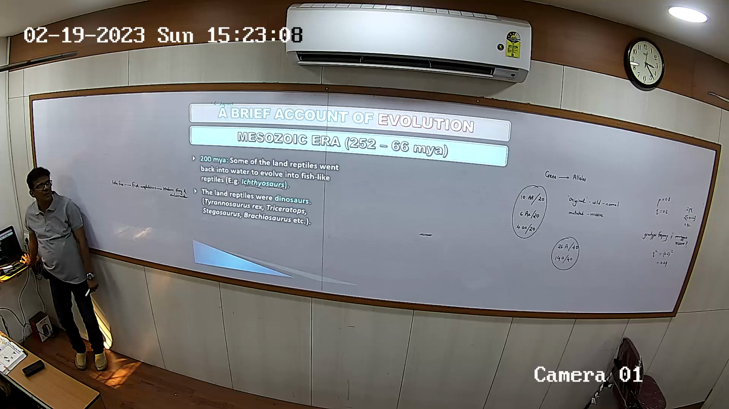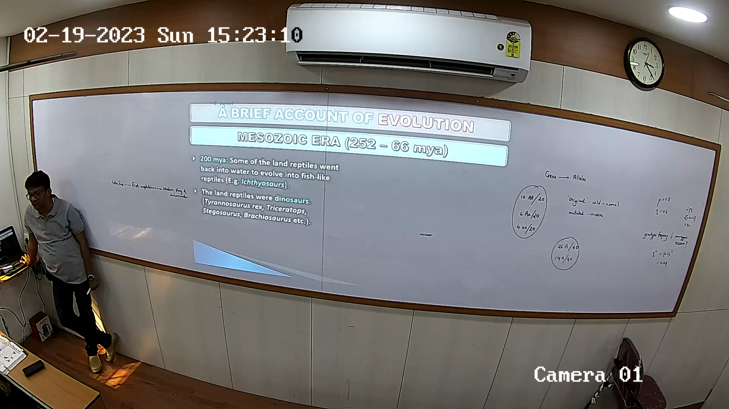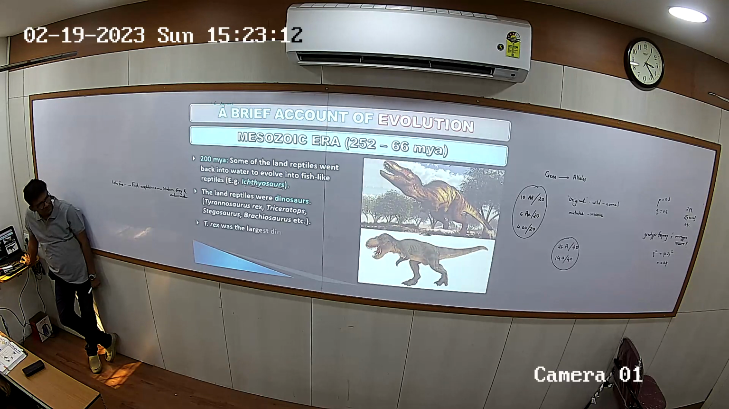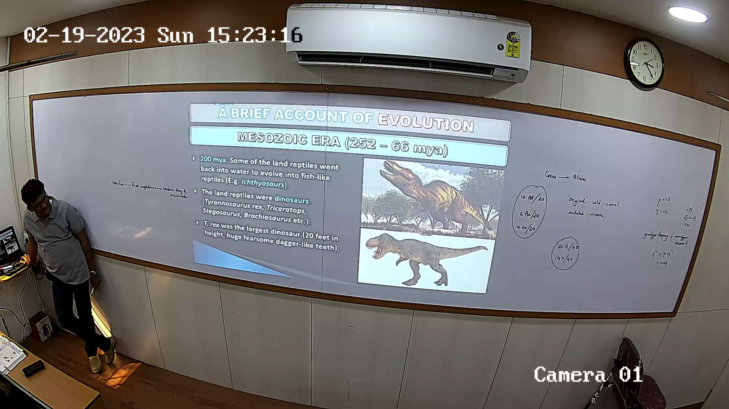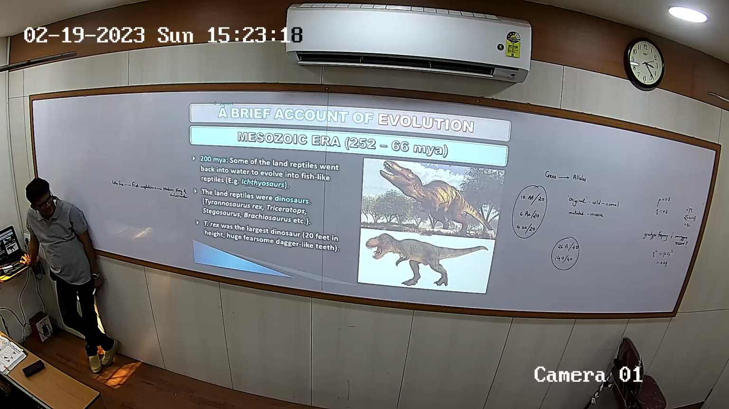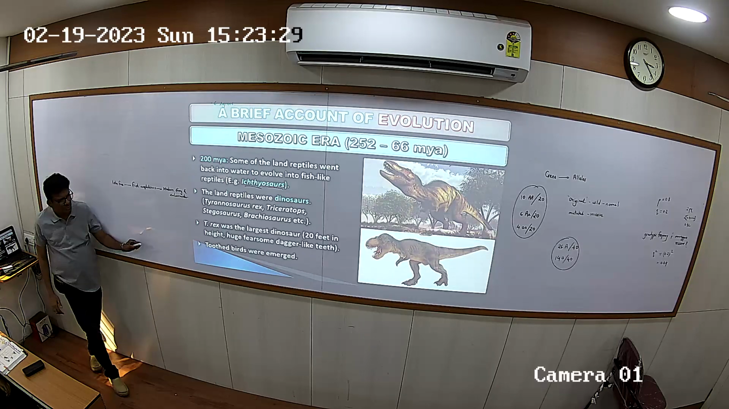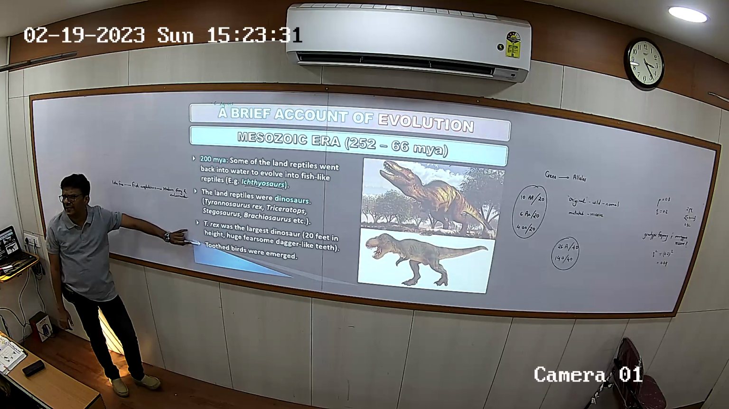This is the Mesozoic era, the golden age of dinosaurs. Tyrannosaurus rex was the largest dinosaur, 20 feet in height. Carnivorous, huge, fearsome, with dagger-like teeth. The teeth were quite sharp and long. Toothbirds means Archaeopteryx.